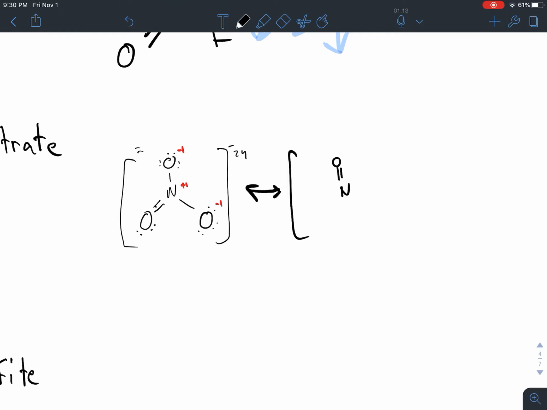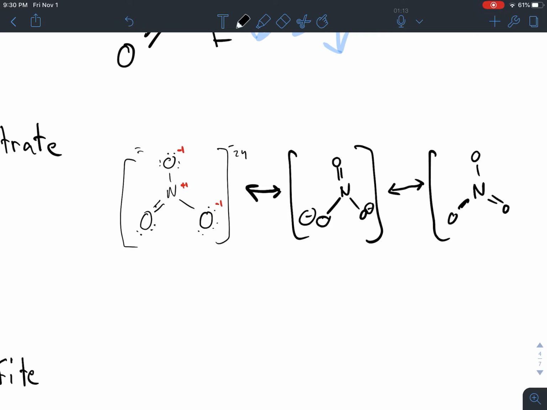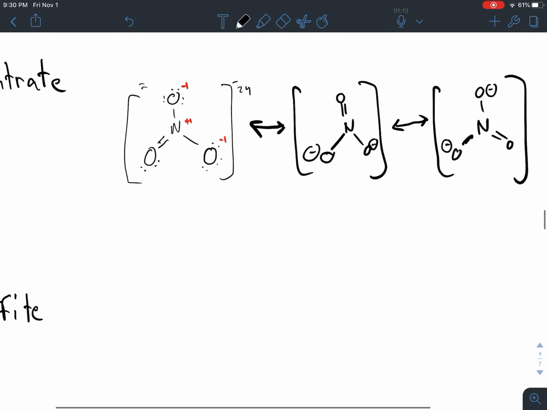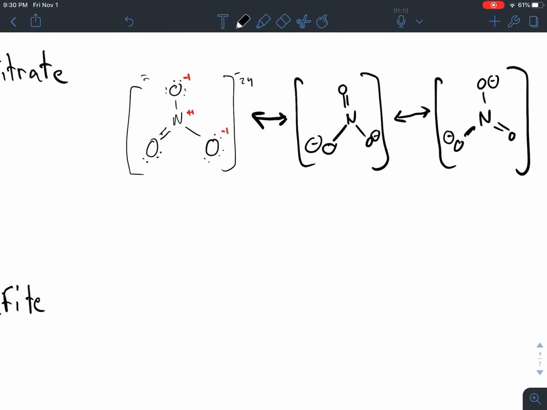And yes, I do need to draw this, even though it seems like a waste of time. But this is the way to indicate, like I said, that the negative charge is not centralized on just 2 of the oxygens. It's on all of them equally. You could say that it is delocalized, which is what it is.